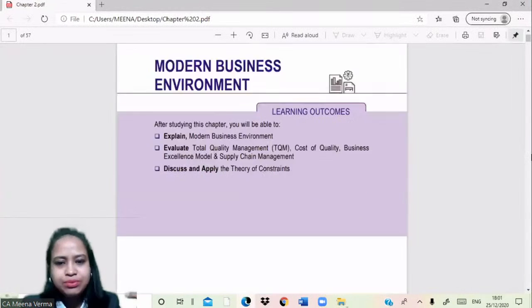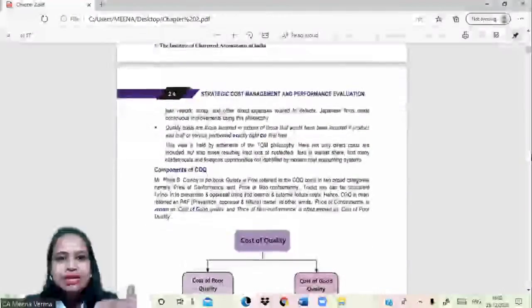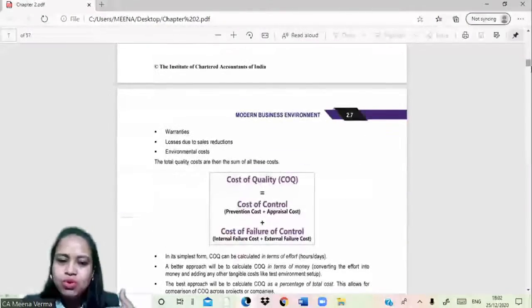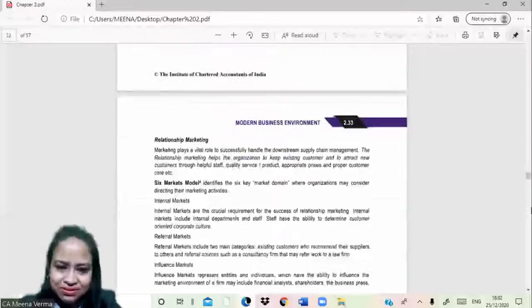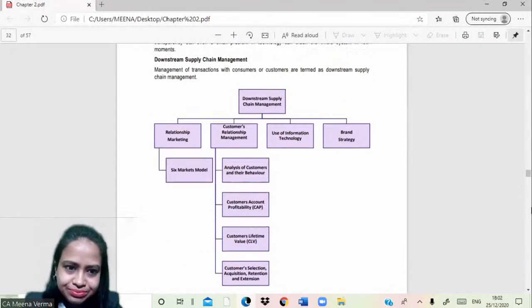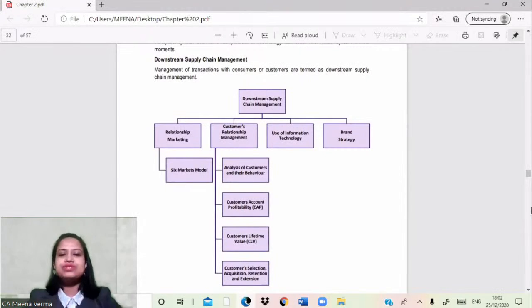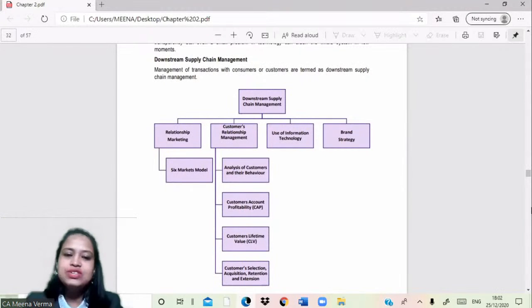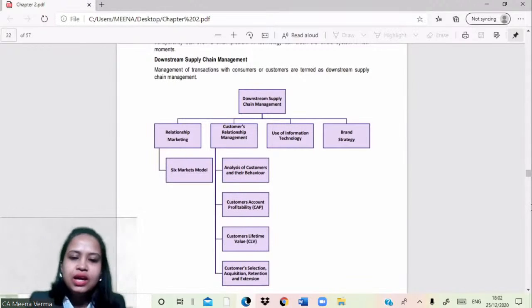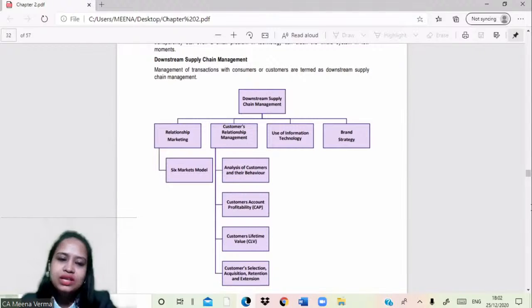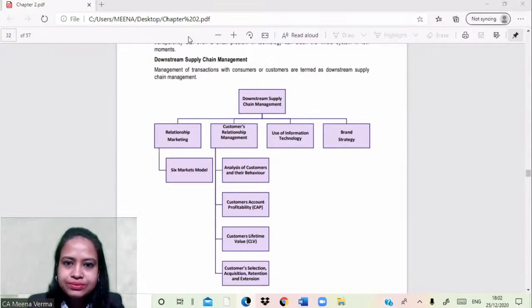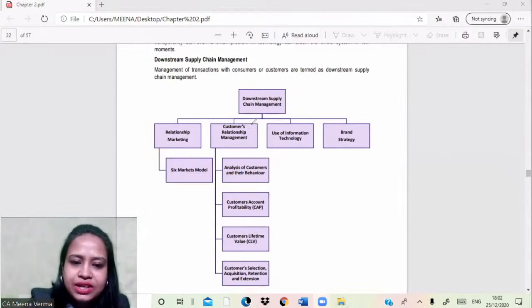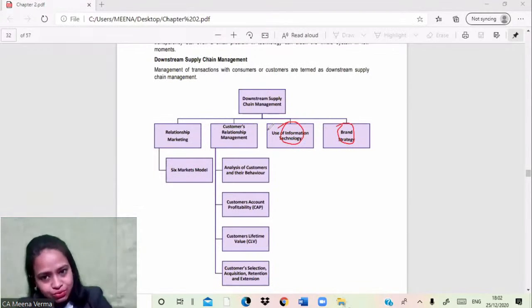I hope in chapter 2 we have all studied supply chain management, and you remember that we studied the downstream supply chain. In downstream supply chain management, we studied relationship marketing, brand strategy, and the use of information technology in the downstream supply chain.